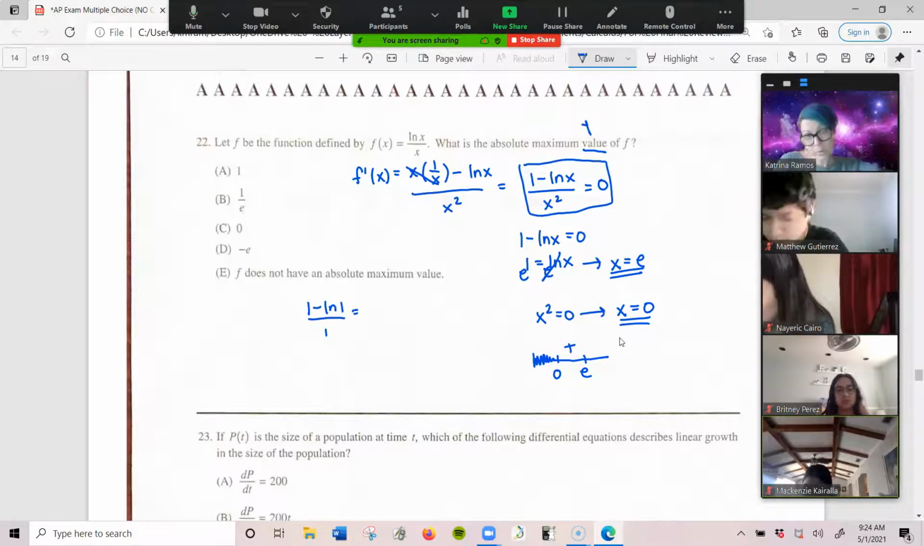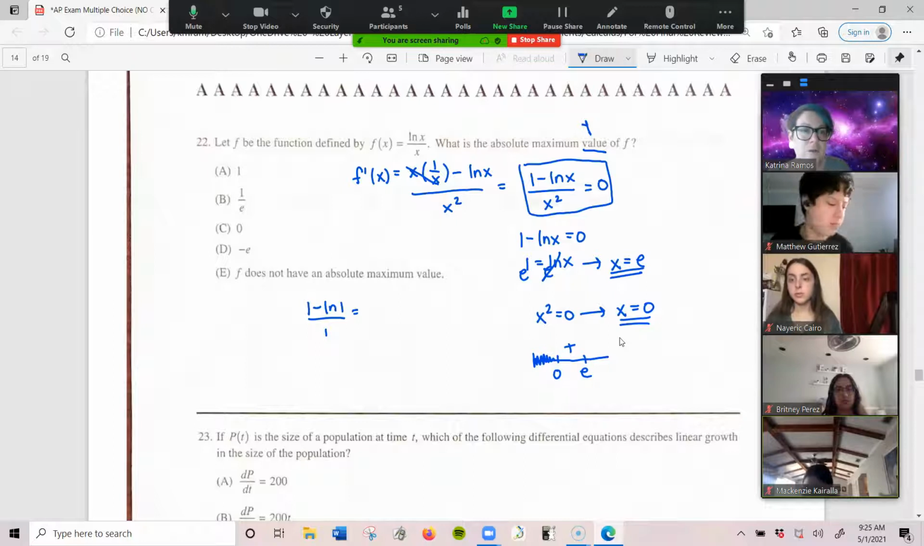And then we plug in a number to the right of e, which would be, let's say, 3. If you plug in 3, you get 1 minus the ln of 3 over 9. I don't know what the ln of 3 is, but if you plug it into a calculator you can see the ln of 3 is some positive number. So it's going to make the numerator here negative. So this would be negative. Is that okay?